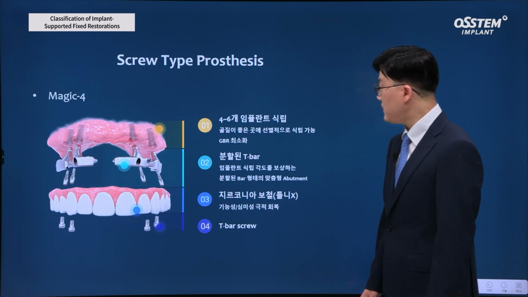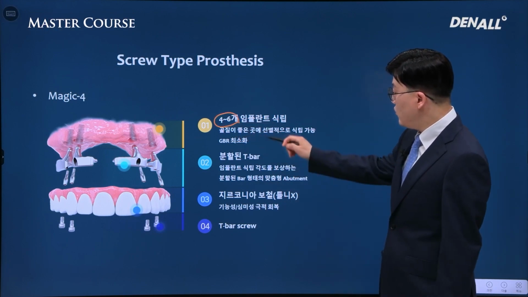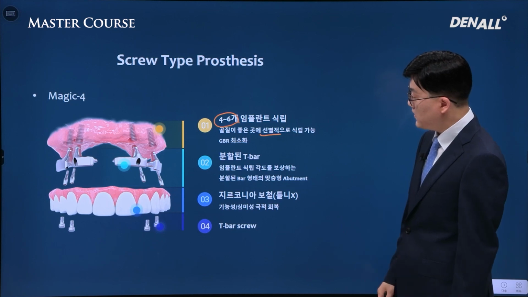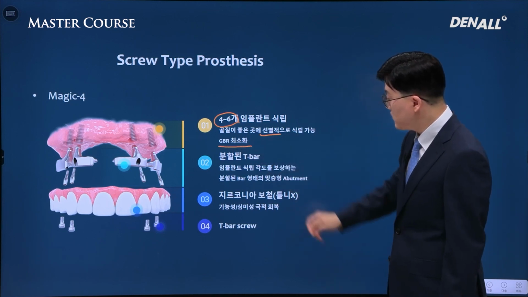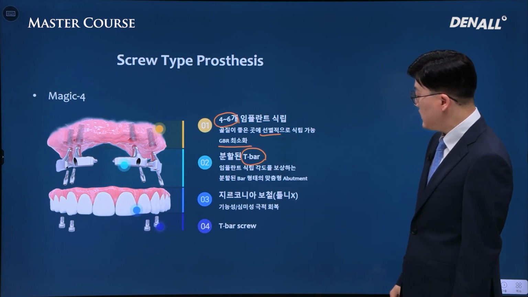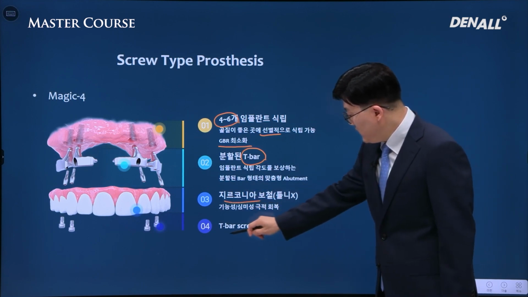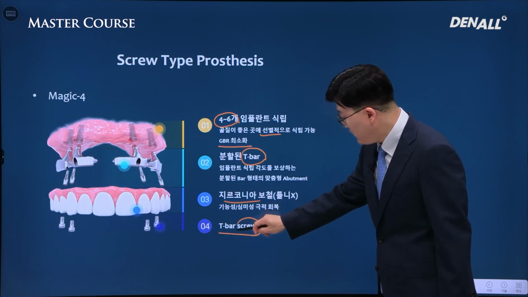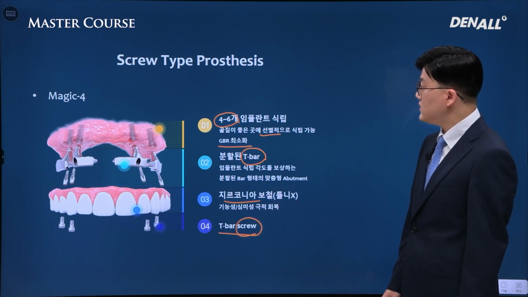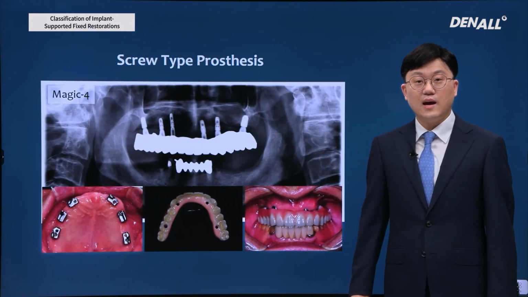Osstem also provides Magic 4 system. You can selectively place 4 to 6 implants in areas with good bone quality. GBR can become minimum. If you use divided T-bar, placement angle can be compensated for. Zirconia prosthesis can be utilized, and using T-bar screw, you can fabricate screw-type prosthesis.